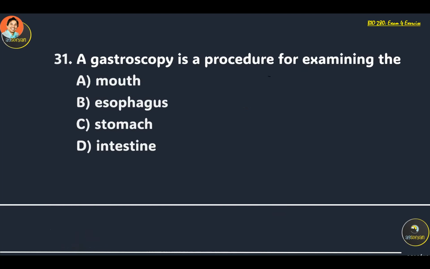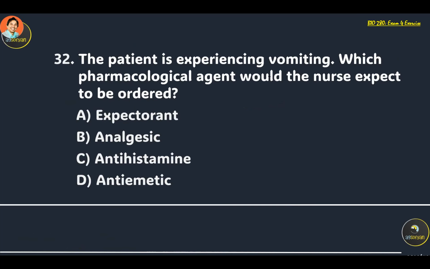Gastroscopy is a procedure for examining the A, B, C, or D. Again, gaster means stomach. Just look for that. It is the stomach over here. The patient is experiencing vomiting. Which pharmacological agents would the nurse expect to be ordered? Vomit, right? So vomit is emesis. Emesis means vomit. Therefore, it's going to be anti-emesis or anti-emetic.